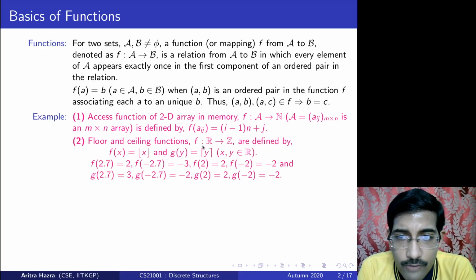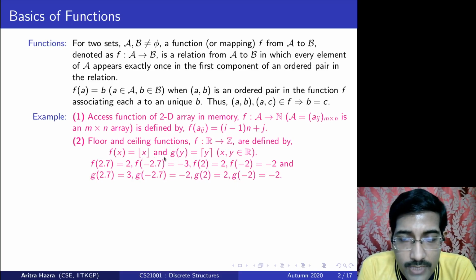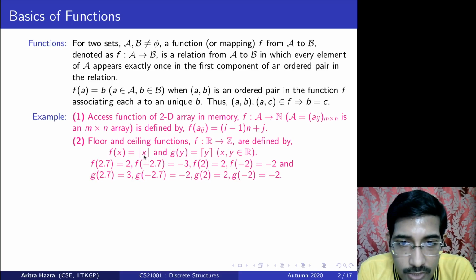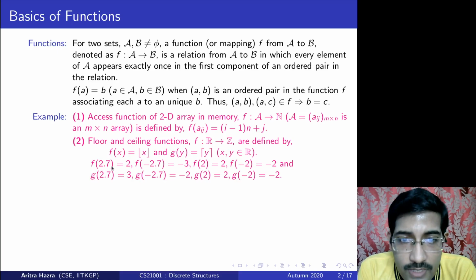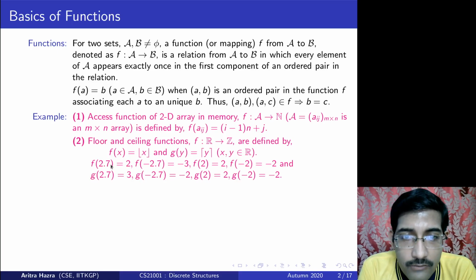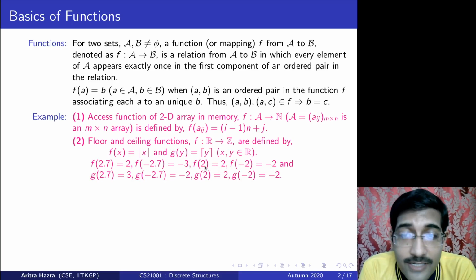As examples of mathematical functions you have used, let's define functions from the set R to the set Z. We define two functions: floor of x and ceiling of x. You have used these in programming. Floor of x means the greatest integer that is less than or equal to x, and ceiling of y means the least integer that is greater than or equal to y. For 2.7, the floor is the greatest integer less than it, which is 2. For minus 2.7, the greatest integer less than it is minus 3. However, if you give integers, the value remains as it is, because it is the greatest integer less than or equal to that.